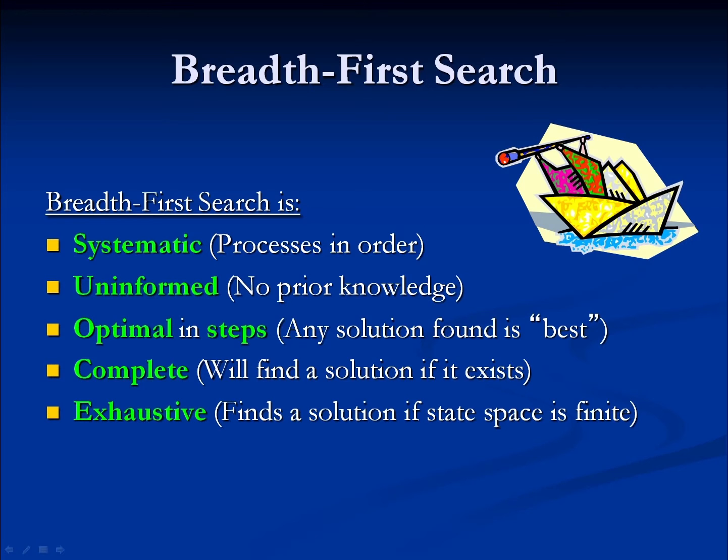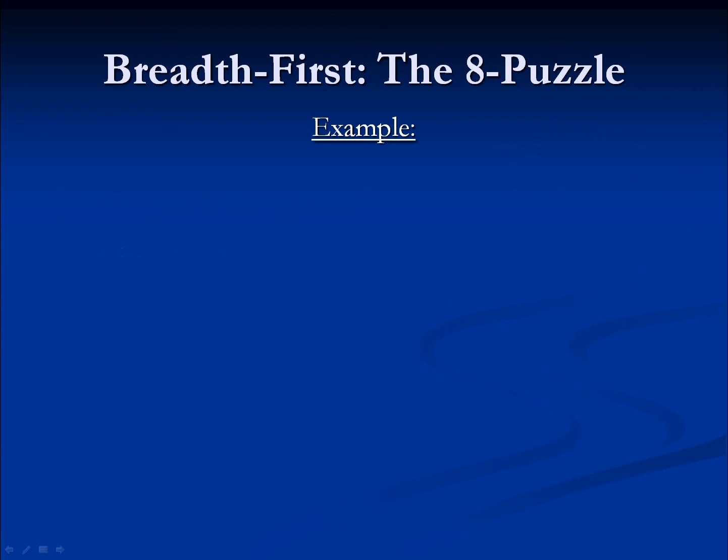An optimal search promises to find the best solution for some definition of best, which means that, by default, all optimal searches are also complete, because they find a solution, they find the best solution. Likewise, all complete algorithms are also exhaustive, because they promise to find a solution as long as one exists, which means that, even in a finite state space, they will also find a solution.